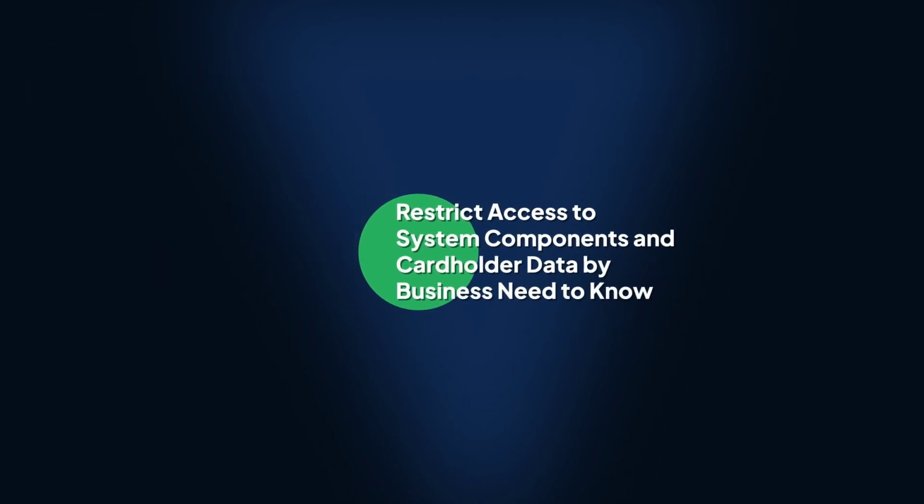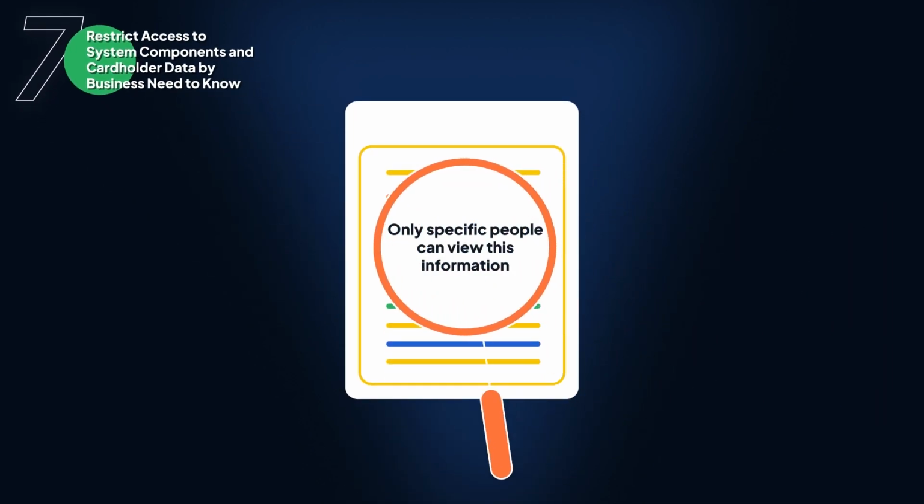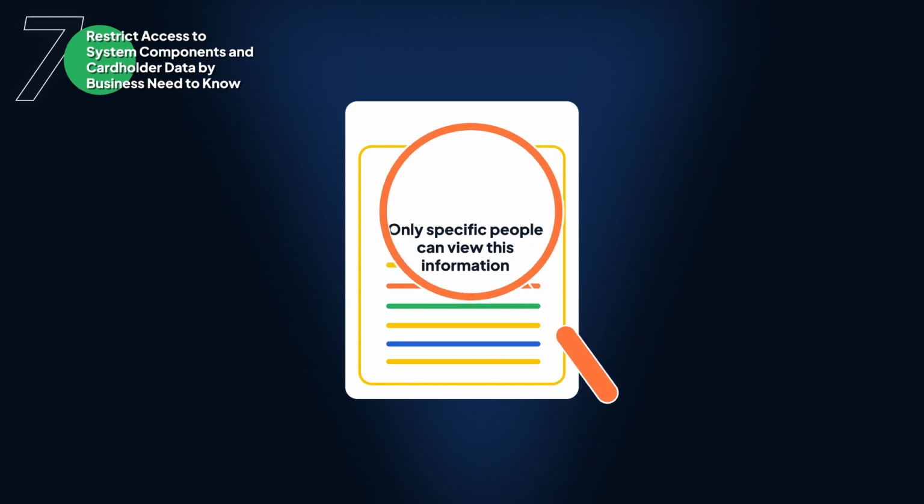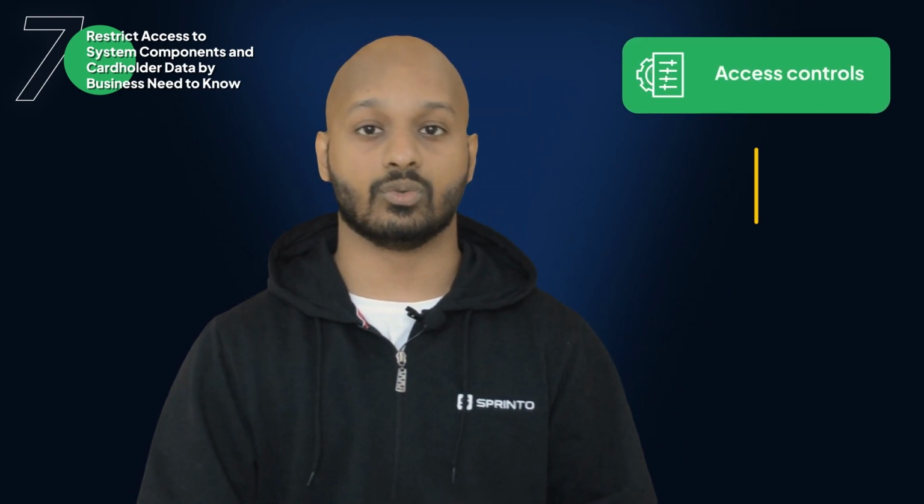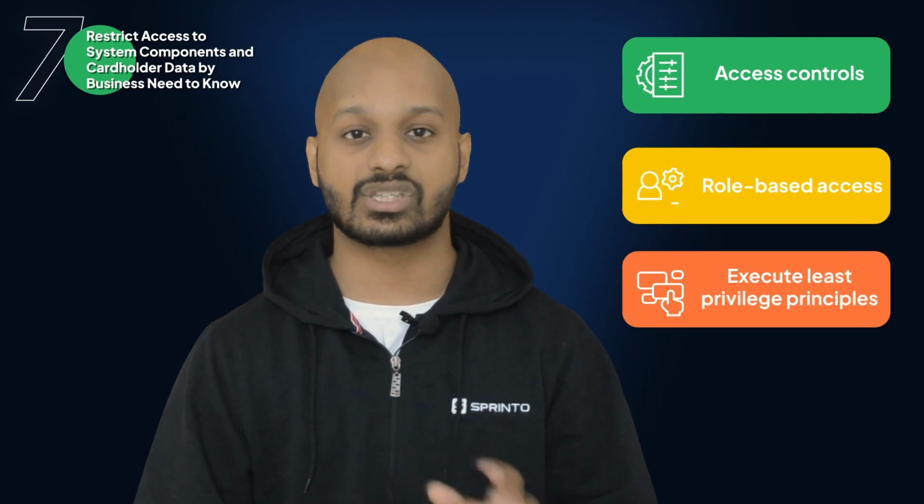7. Is restricting access to system components and cardholder data on a need-to-know basis. As a business, you want to ensure that classified information is your eyes only. So restrict cardholder data to only those individuals who require it to perform their job functions. This includes implementing access controls, role-based access, and executing least privilege principles.